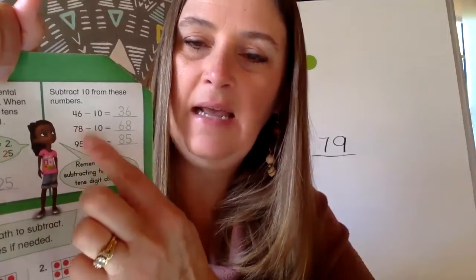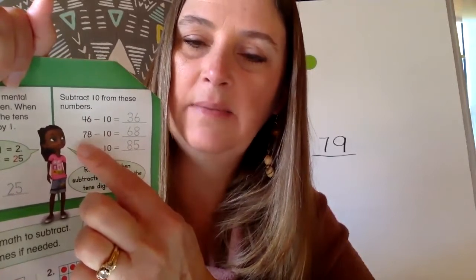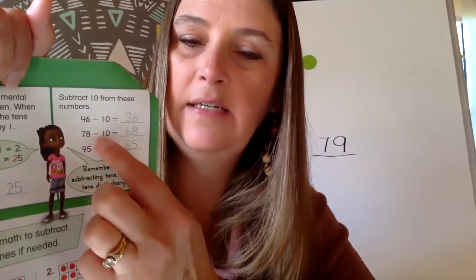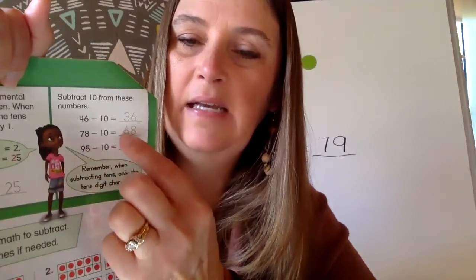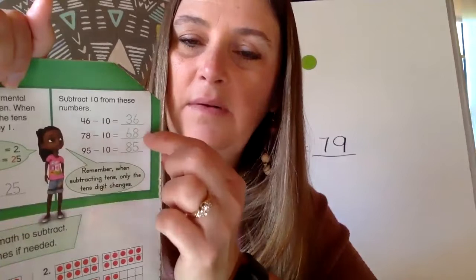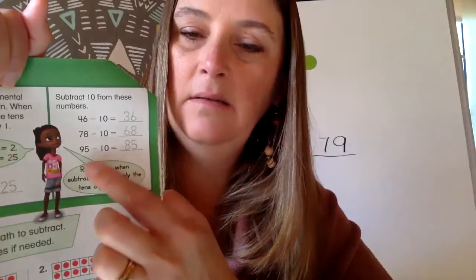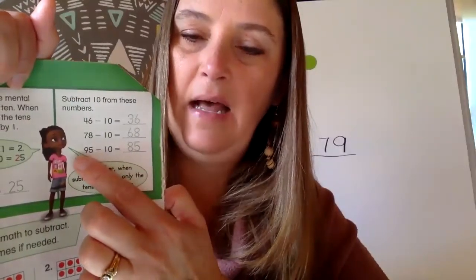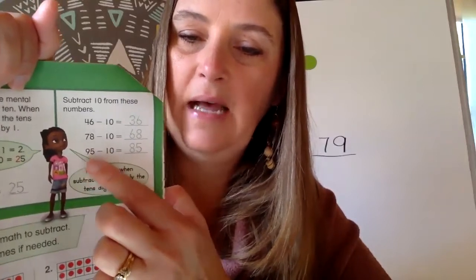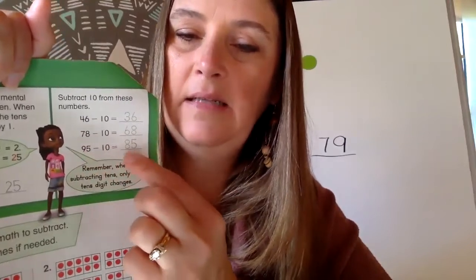Here we have 78 minus 10, and again, we're subtracting 10, so we're going to look at our tens place. So we have 7 in our tens place minus 1 in our tens place. So that would be 6, and then the ones place stays the same because it says 8 minus 0, so it is 68. The last one on here says 95 minus 10. Okay, in our tens place in 95, we have 9. In our tens place in 10, we have a 1. So it's the same as saying 9 minus 1 is 8. So 95 minus 10 is 85.